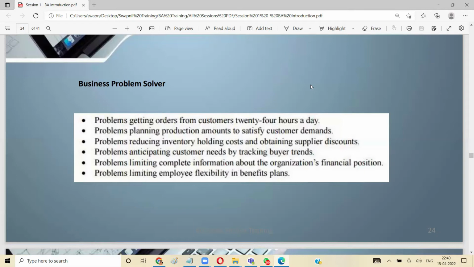So now you decide that we need process improvement, as we discussed. You decided to improve the process so that you're able to handle maybe 8,000 to 10,000 customers at any given point of time. So you understand the current situation, you understand the problem, and you have recommended a solution.